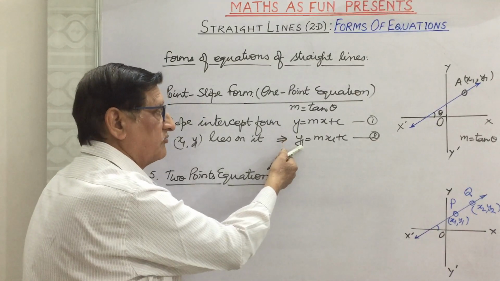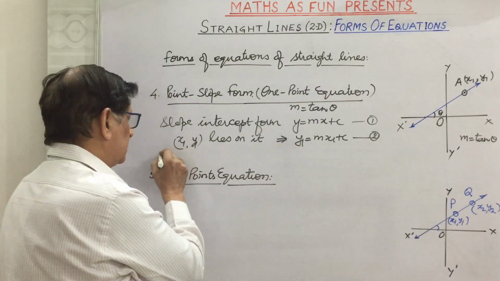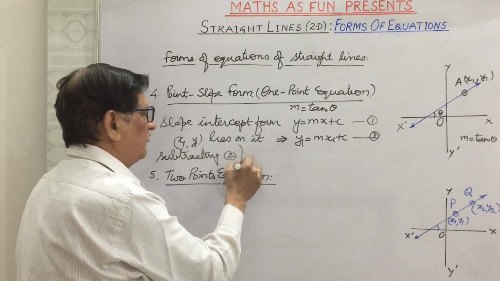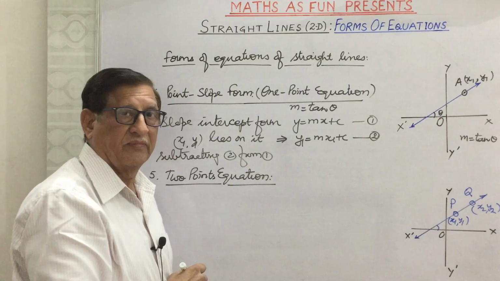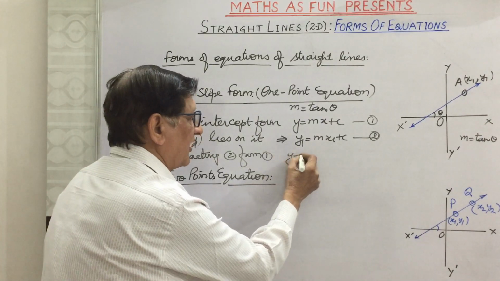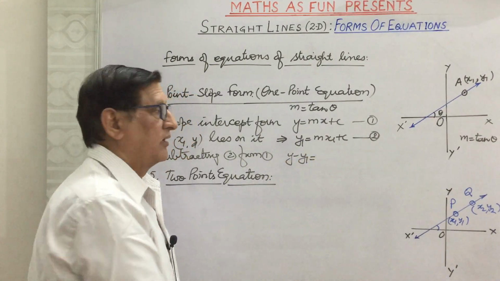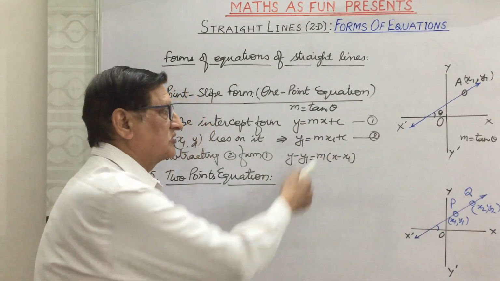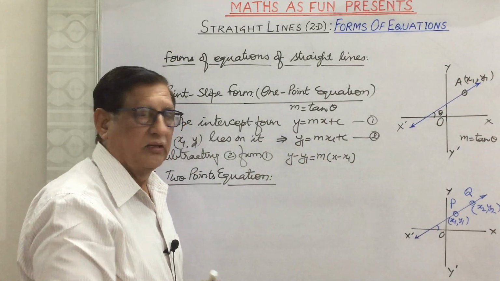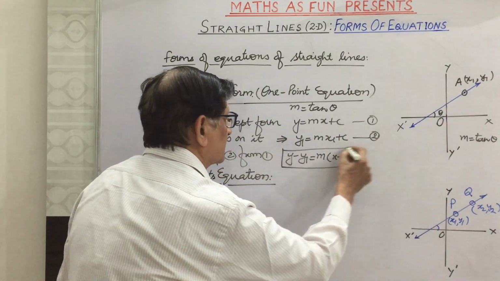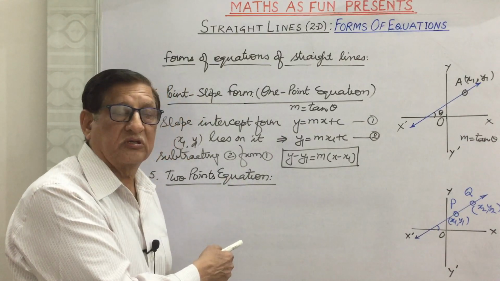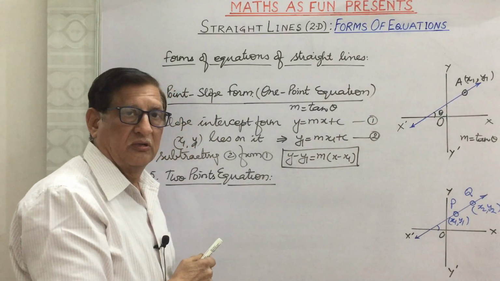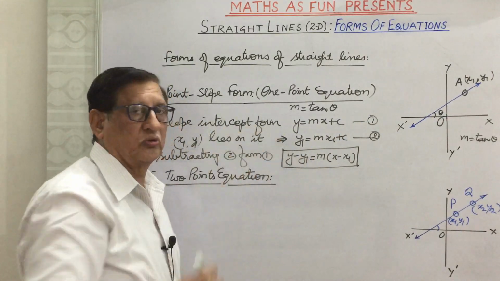If we subtract this equation number 2 from 1, what we get? We are getting y minus y1 is equal to, m is taken common from this, that will be x minus x1, and c will cancel. This is the equation we are getting, which is known as one point equation, means the equation of a line which is passing through a given point and its slope is known to us.